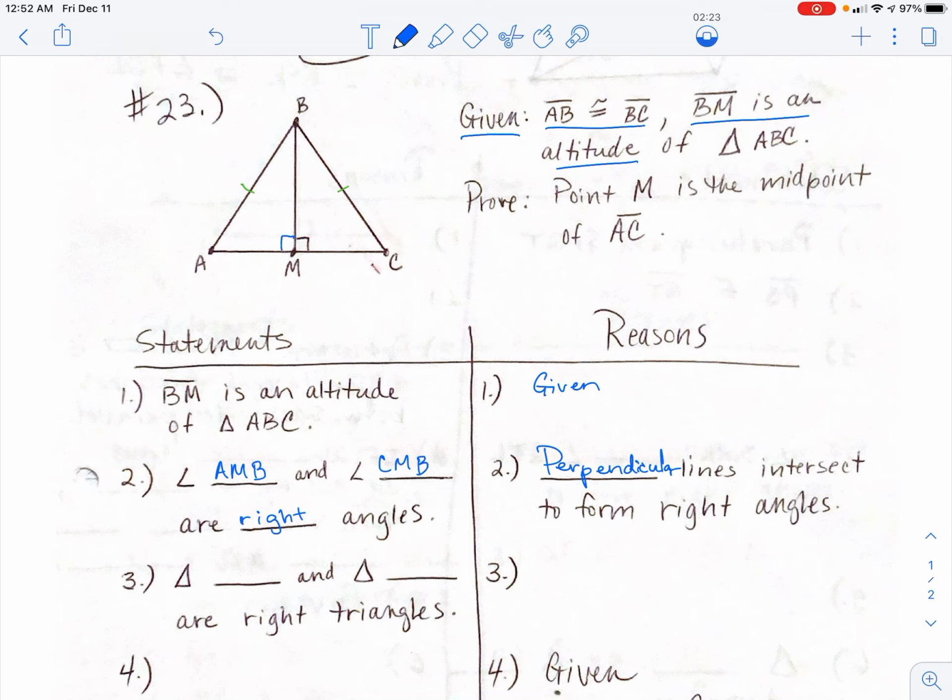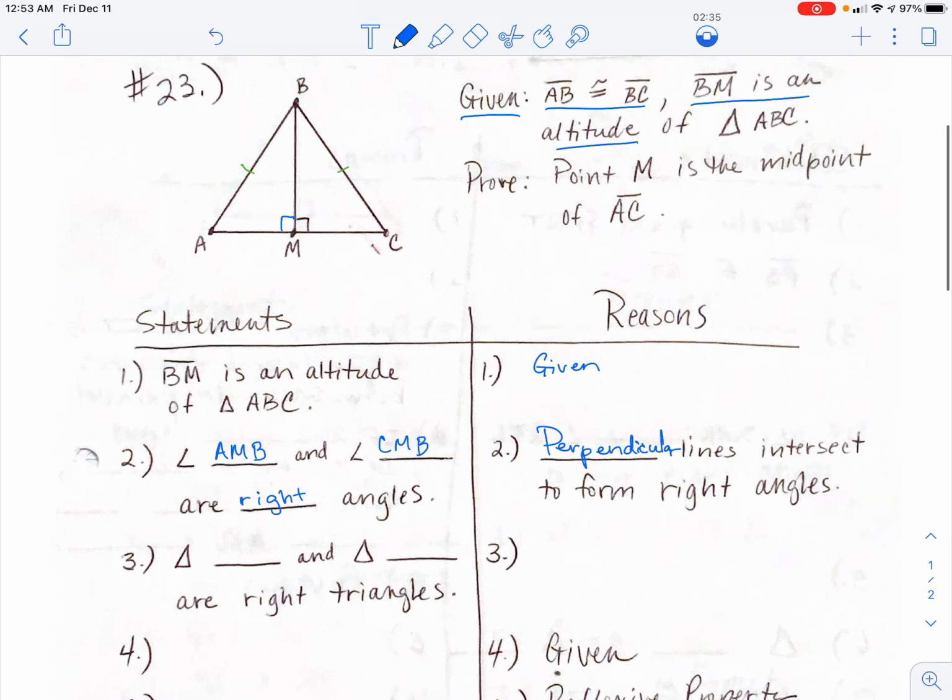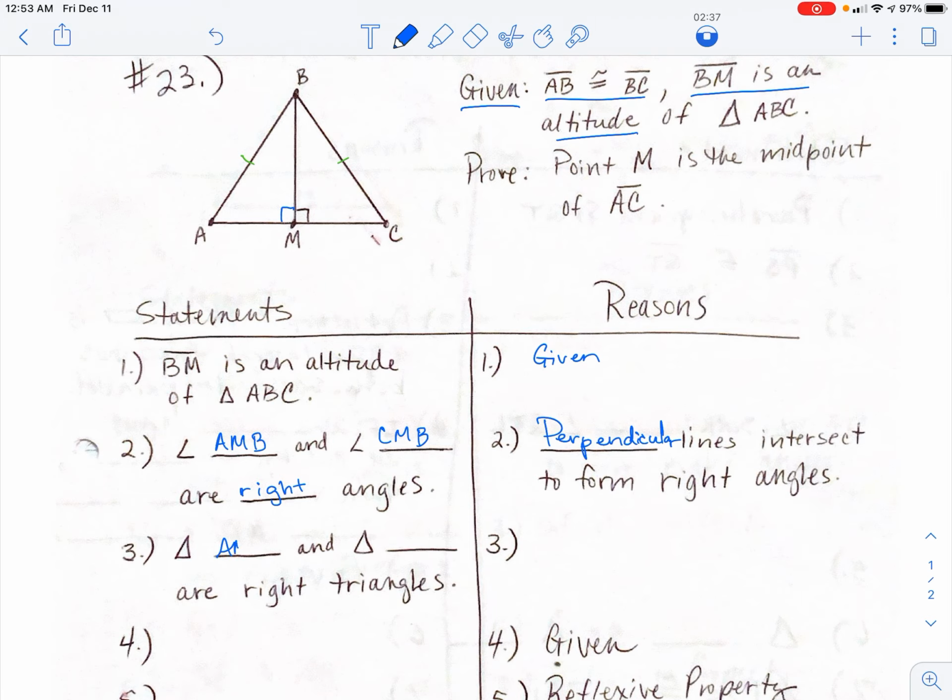Okay, so number 3, what does that mean? Well, if I have two right angles within those triangles, well then now they're also right triangles. So we'll go ahead and fill that in. So triangle AMB and triangle CMB are right triangles. And that's simply because of the definition of a right triangle. Right triangles have a right angle.